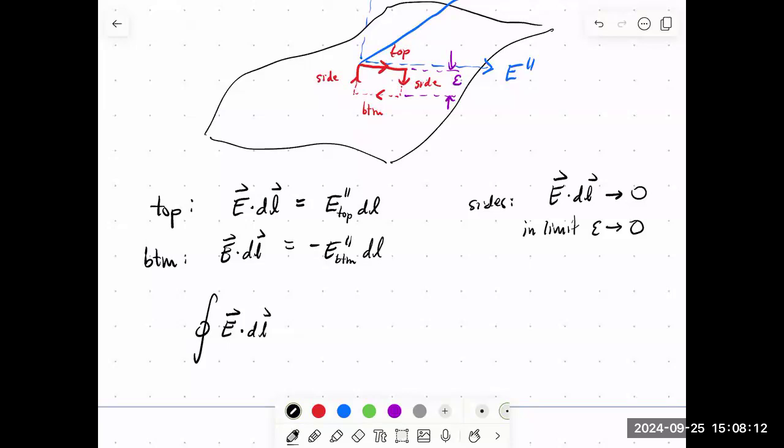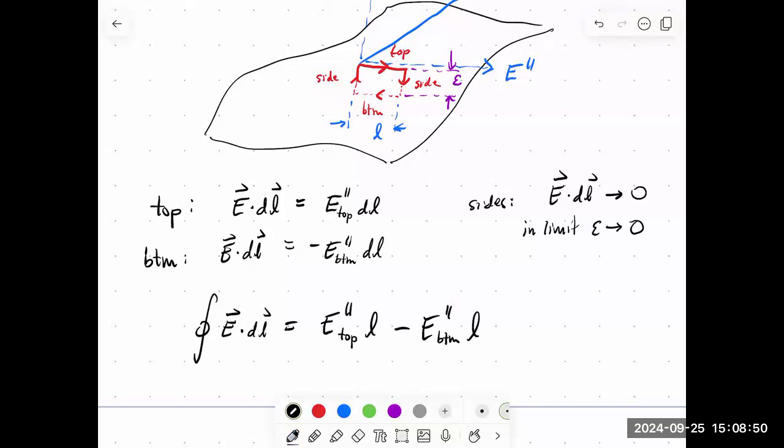Again, we'll make our loop small enough so that E is approximately constant everywhere along that loop. So we'll factor these out of the integral, and then we'll just have the integrals of dl. And so if we make the length of this loop L, what we would ultimately end up with is E parallel top times L minus E parallel bottom times L.